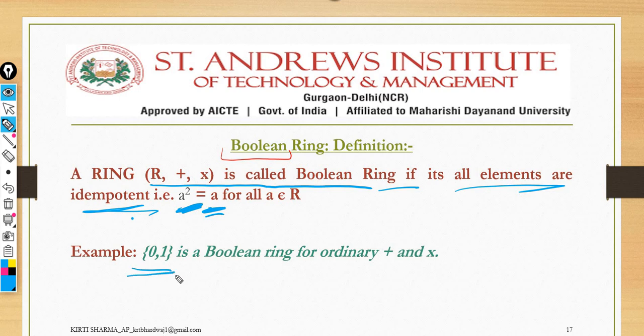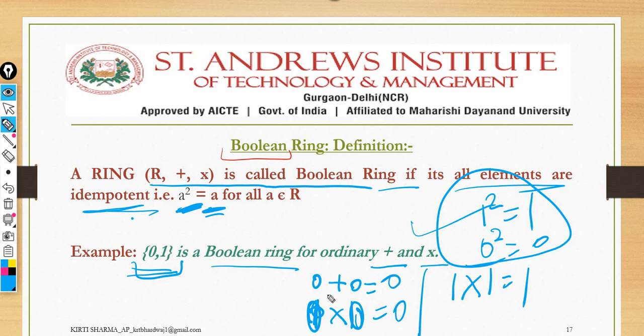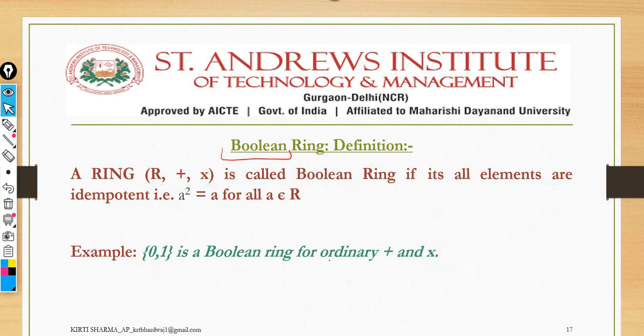There are only two elements in the set. This set is a Boolean ring, satisfying the condition for ordinary addition and multiplication. If you square 0, you get 0 itself. If you do 1 squared, you get 1, the element itself. So that's why, in the case of multiplication, it's a Boolean ring. It's possible for these two elements only, 0 and 1, to satisfy the condition of a Boolean ring. So we have taken two elements only here, right? I hope it is clear. It's very simple actually.